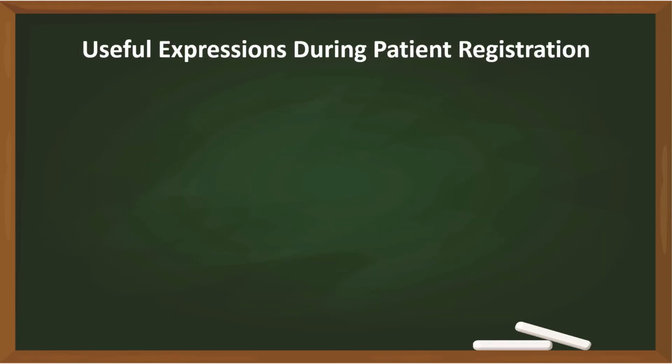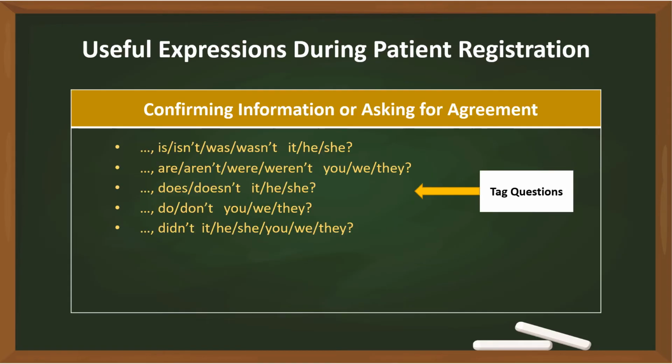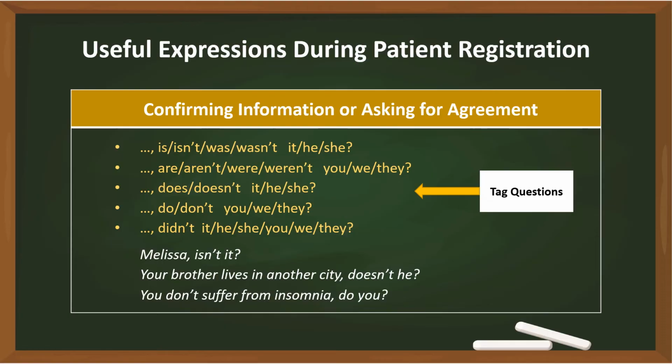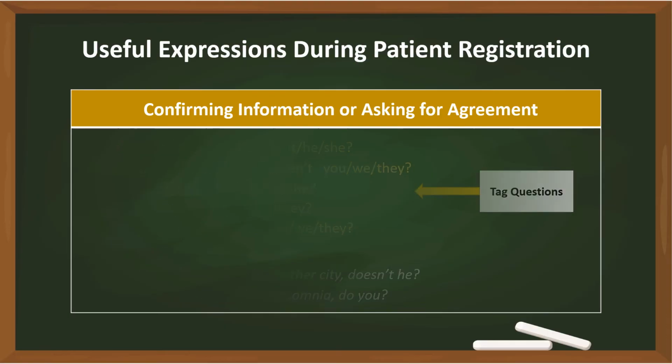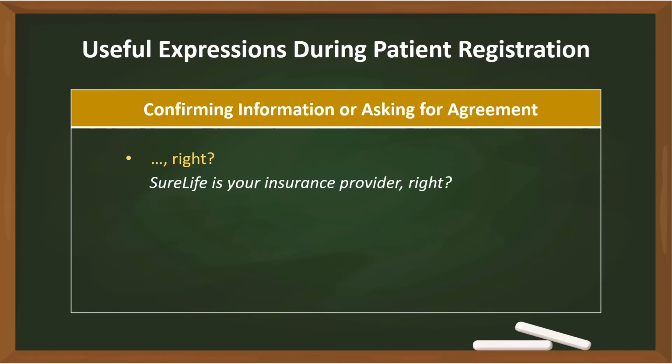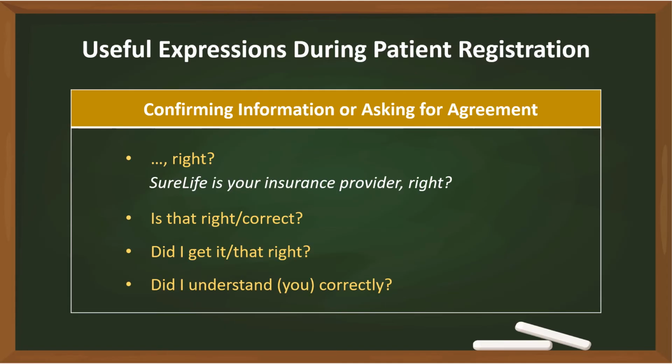The nurse in the dialogue not only asked questions, but also used expressions with different functions. First among those are tag questions, which are useful for confirming information or asking for the patient's agreement. Take a look at some examples. Melissa, isn't it? Your brother lives in another city. Doesn't he? You don't suffer from insomnia, do you? Other expressions for confirming information or asking for agreement include, right? Is that correct? Did I get that right? Did I understand you correctly?